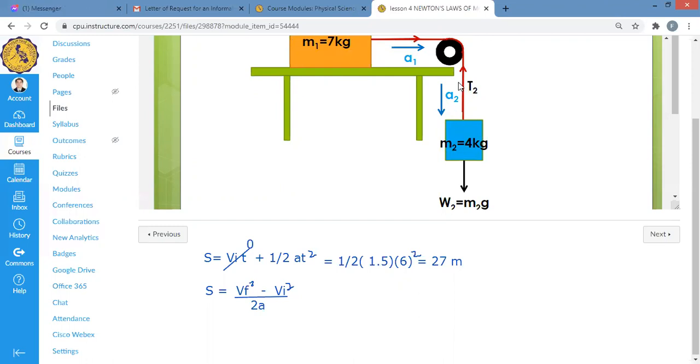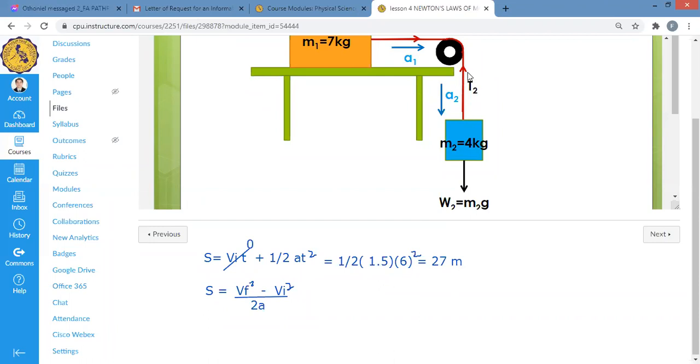However, what we will realize is that the acceleration A1 of our box M1 will be the same in value as that of the box that goes downward. So the accelerations A1 and A2, since they are connected by a string, will be equal in value.